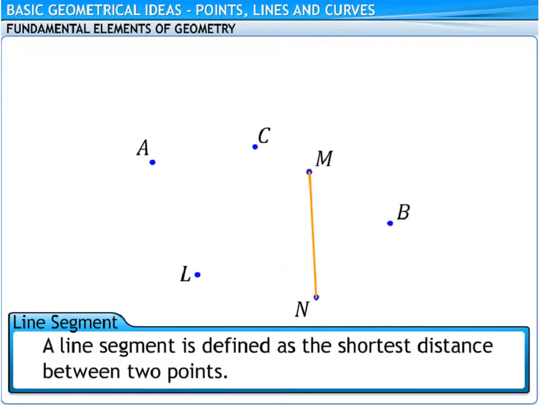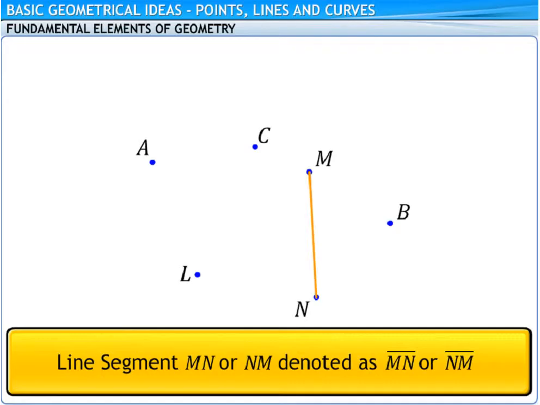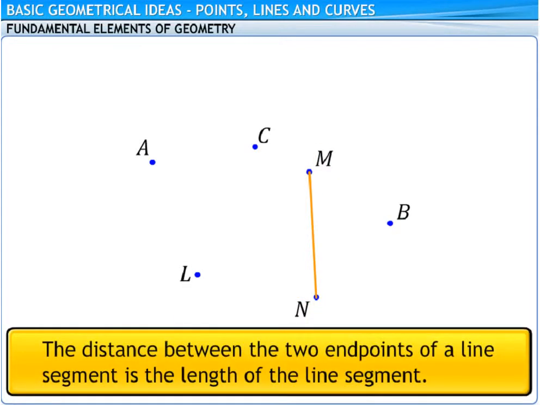The path that defines the shortest distance between two points is called a line segment. The line segment is denoted by bar MN or bar NM and is read as line segment MN. The points M and N are called its endpoints. The distance between the two endpoints of a line segment is the length of the line segment.